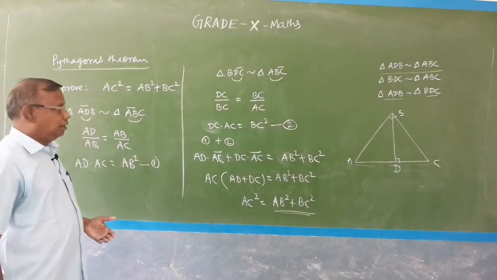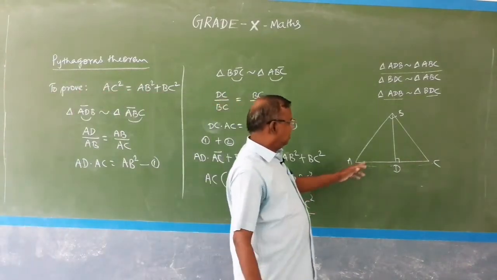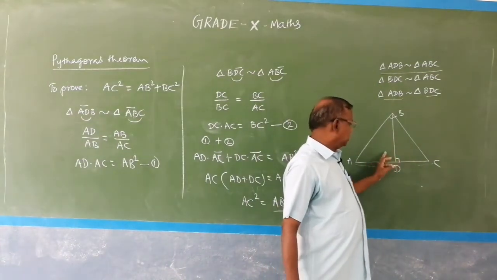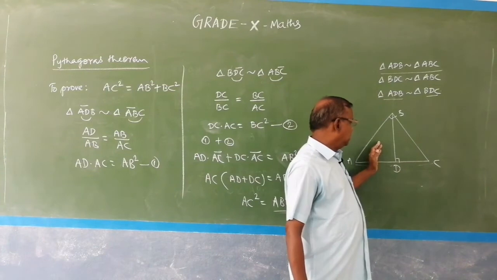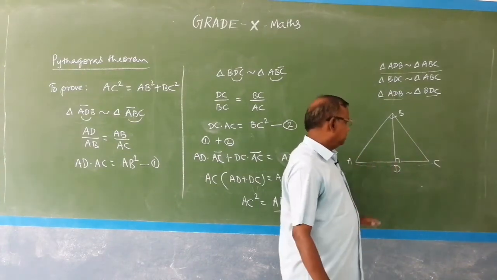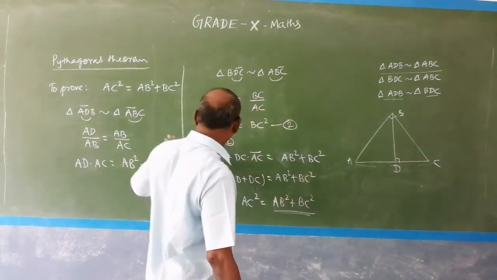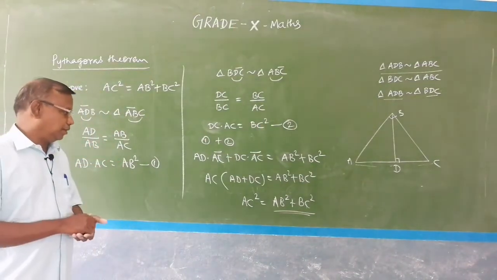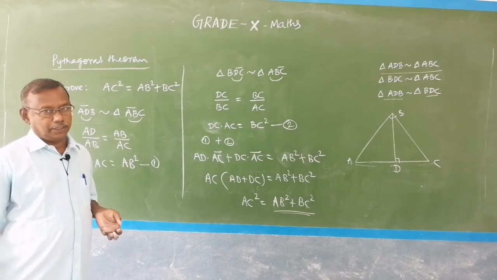First of all, we have to show by theorem 6.7 that these two triangles are similar to each other and each triangle is similar to the bigger triangle. By using that concept only, we are proving the Pythagoras theorem, that is, the square of the hypotenuse is equal to the sum of the squares of the other two sides.